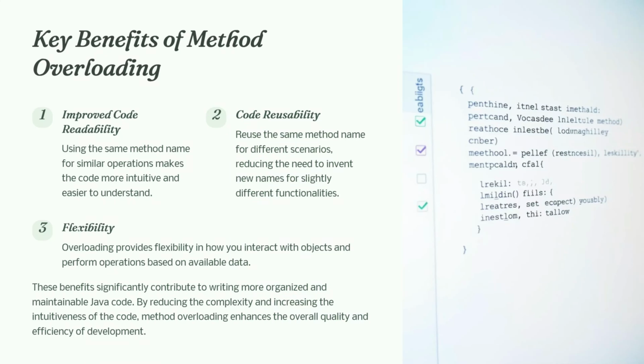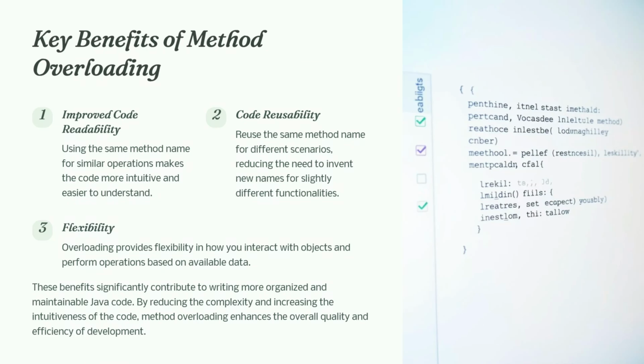Second, code reusability. With the same method name, there will be different scenarios, so it reduces the need to invent new names or slight variations. There will be the same functionality which accepts different input parameters, so in that way it reuses it. Now, flexibility-wise, with different overloading we interact with different objects and perform different operations based on the available inputs and data.